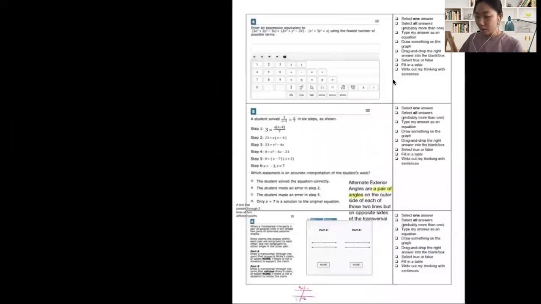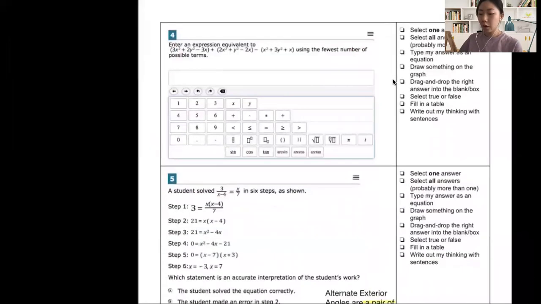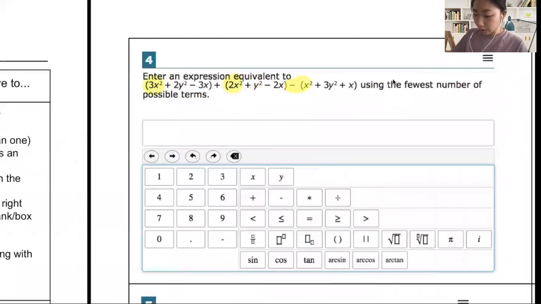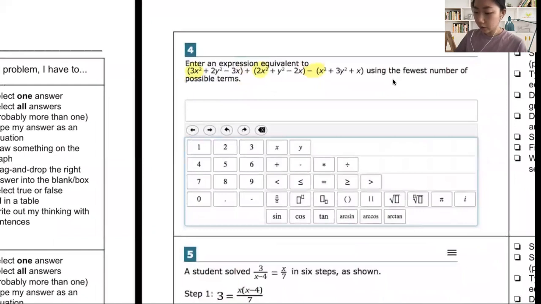All right, let's look at number 4. Number 4 looks kind of tricky, but it's actually very simple. All you have to do is make sure that you combine the like terms, right? So here we have the x squared plus x squared and then minus x squared, right? So let's try to do this part first. We have 3x squared plus 2x squared minus x squared, right? So 3 plus 2 is 5. 5 minus 1 is 4, right? So we get 4x squared.